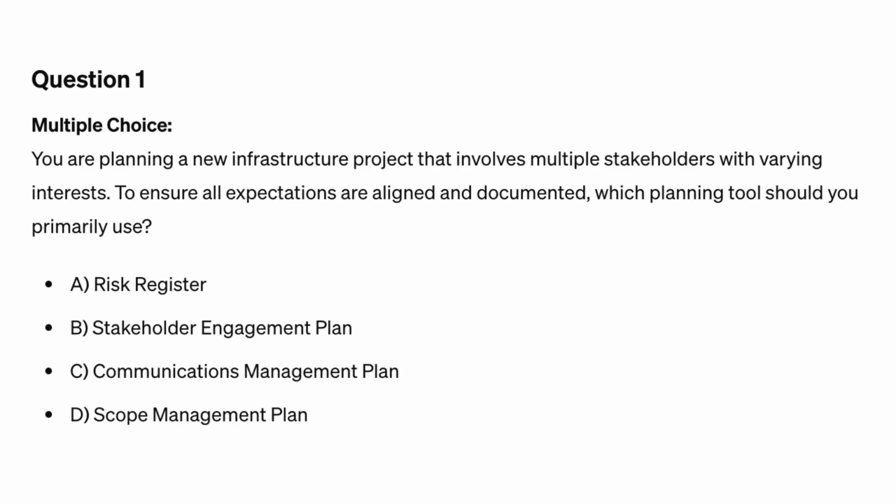Question 1. You are planning a new infrastructure project that involves multiple stakeholders with varying interests. To ensure all expectations are aligned and documented, which planning tool should you primarily use? A. Risk register. B. Stakeholder engagement plan. C. Communications management plan. D. Scope management plan.